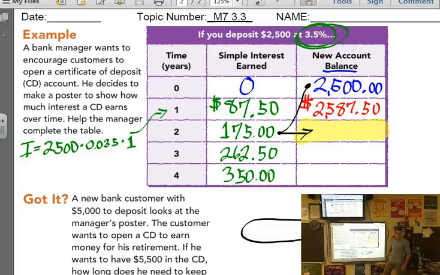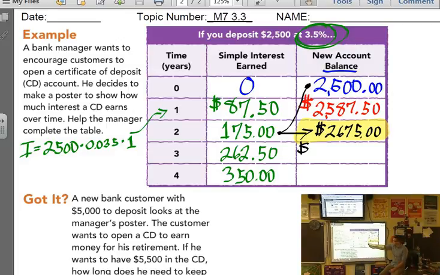Can you also add the previous amount with year 1? Boom. If I know that every year I get the same amount, I could also just take this balance and add $87.50 to get my new balance. And I could do that every single time if I wanted, because I know I'm making $87.50 every year. Do you have the balance? All right, hit me with them. 2,675. Okay. And then 2,762. And 2,850.